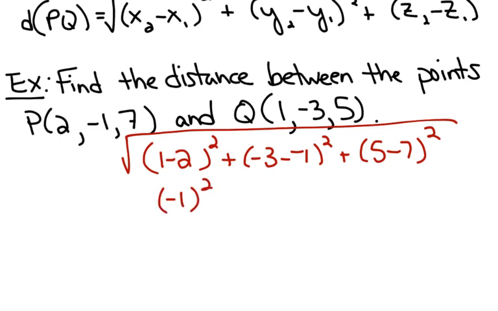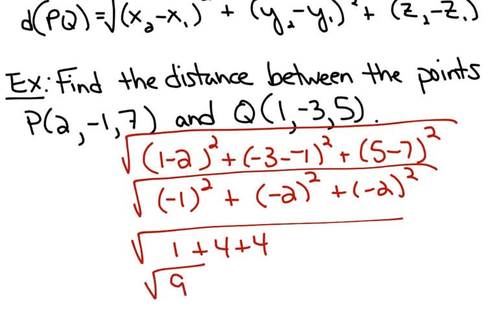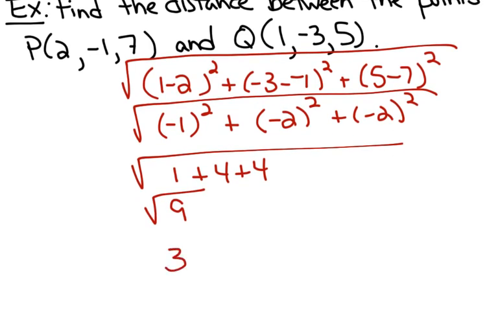So (-1) squared plus (-2) squared plus (-2) squared is 1 plus 4 plus 4, which is going to give me 9, and the square root of 9 is 3. So it turns out that those 2 points on the three-dimensional coordinate plane are just 3 units apart.